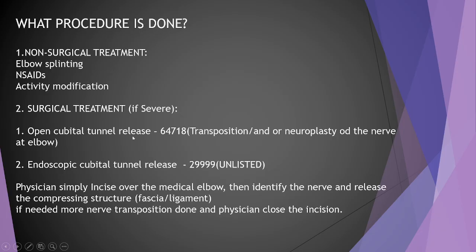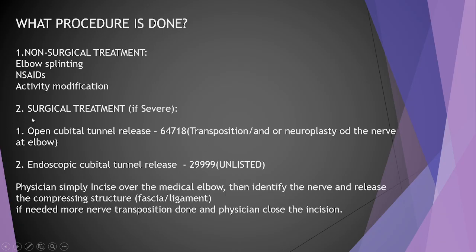For the open cubital tunnel release, the CPT code is in the 6 series, not the 20,000 series we are discussing here, but we have to study that. The open cubital tunnel release is 64718, which is transposition and neuroplasty of the nerve at the elbow. And the endoscopic cubital tunnel release is an unlisted CPT code.